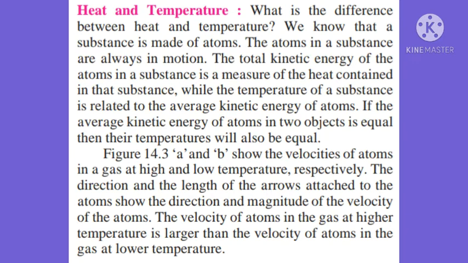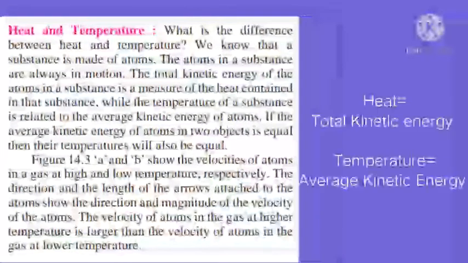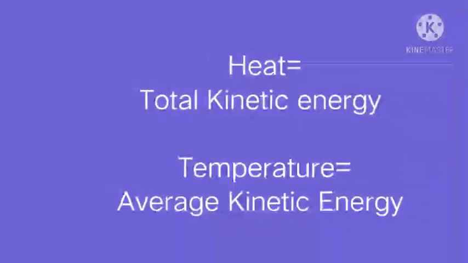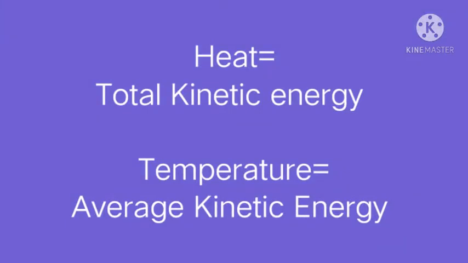Now, heat and temperature. What is the difference between heat and temperature? Heat is related to the total kinetic energy of the atoms in a substance, while the temperature of a substance is related to the average kinetic energy of atoms. If the average kinetic energy of atoms in two objects is equal, then their temperatures will also be equal.